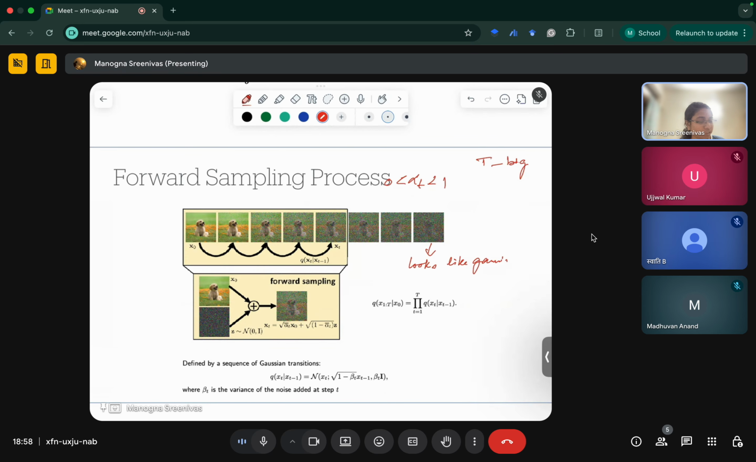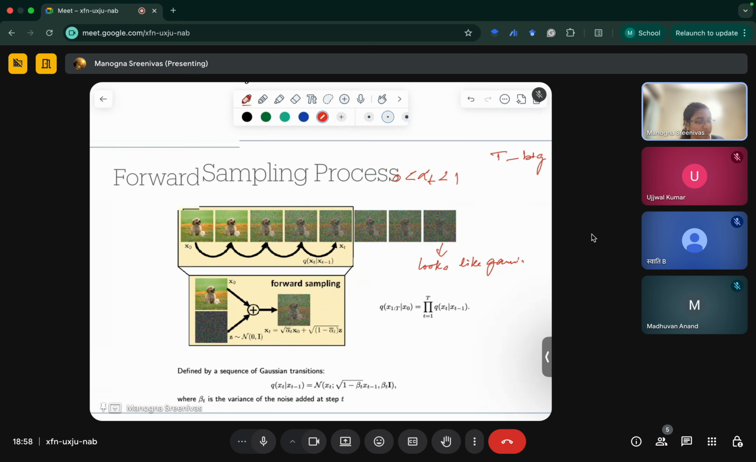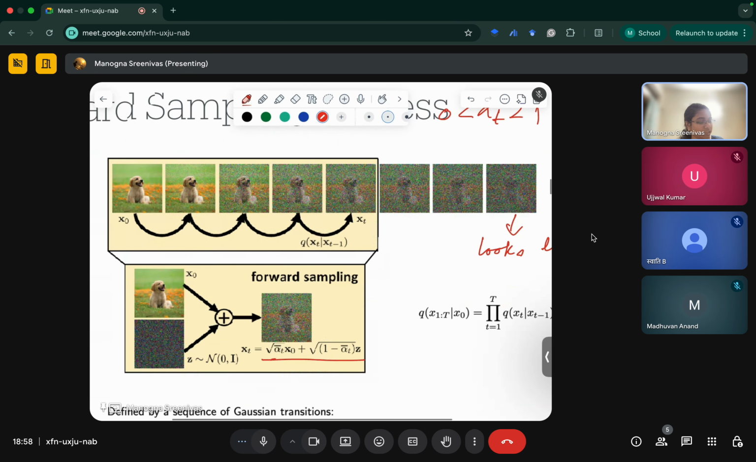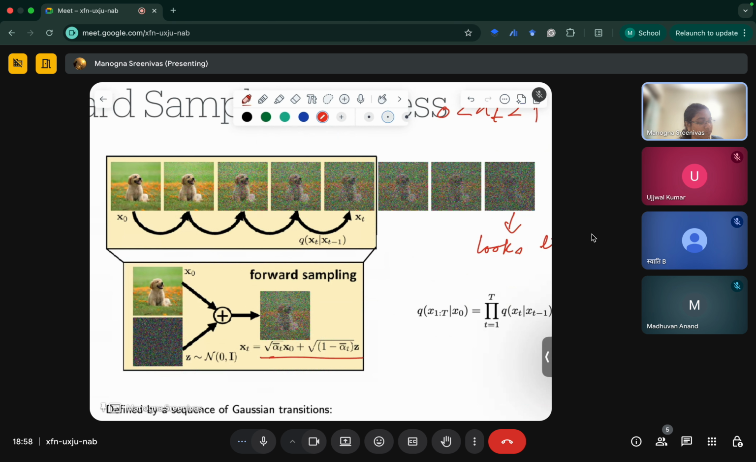So this is how the forward sampling process would look. From x naught, instead of using that formula of xt depending on x(t-1), the same thing you can rewrite as xt depending on the original x naught and noise. But here it has this alpha bar, right? Both are equivalent, actually, mathematically.